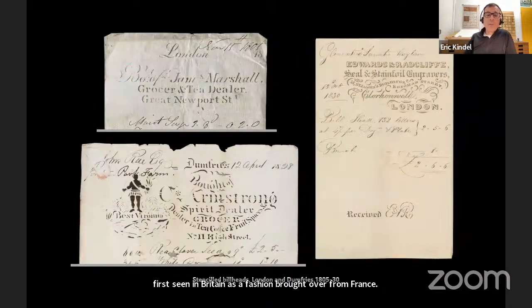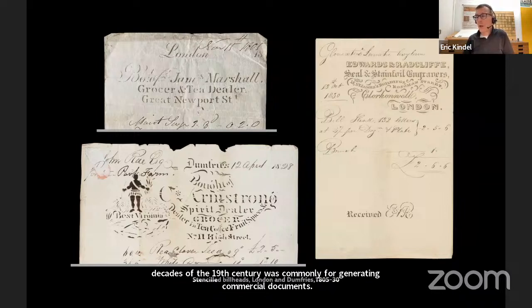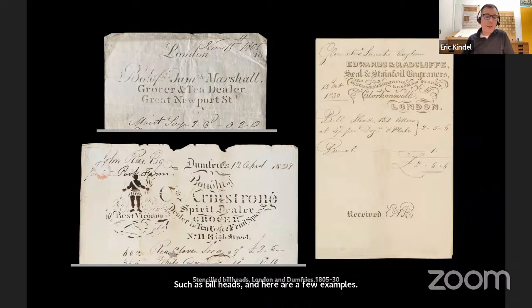As in France, British use of stencils in the early decades of the 19th century was commonly for generating commercial documents, such as billheads, and here are a few examples. As you can see, they would have been stenciled as needed and then engrossed.